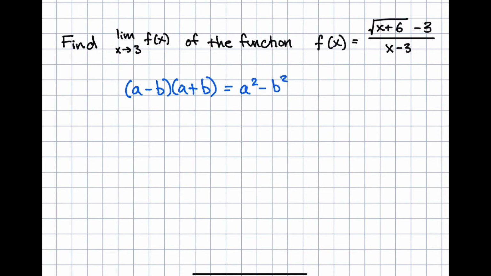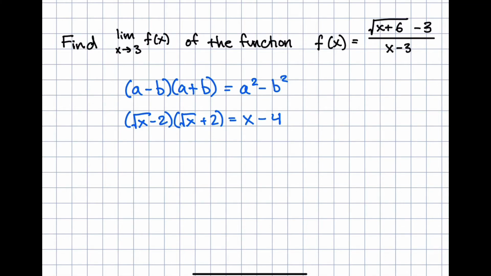This doesn't look that helpful right off the bat, but let's say we had something like the square root of x minus 2 times the square root of x plus 2. Using the difference of squares rule, we would automatically know that our first term is going to be the square root of x squared, which is just x, minus 2 squared, which is 4. And that's a lot nicer than dealing with square roots.